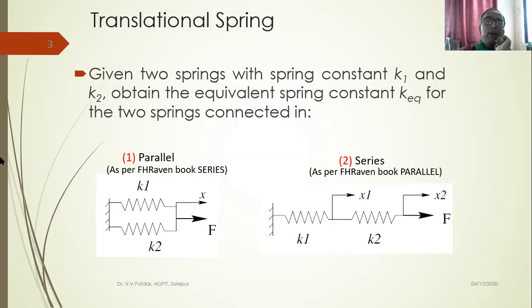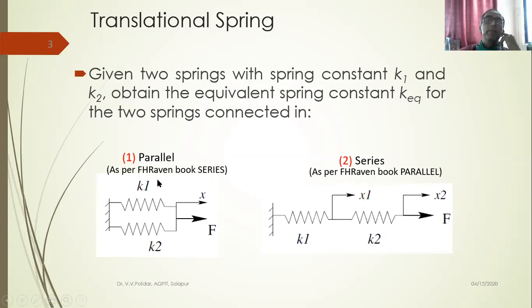Okay, so we are accustomed to this sort of representation being called a parallel system, isn't it? But as per the book by Francis H. Raven on automatic control engineering, he calls this arrangement series. It doesn't matter whether you call it parallel or series. One system you have to follow. Either you call this a parallel arrangement or a series arrangement. If you go by Raven's book, it will be called series. Why? I can justify that later on. There is a logic to call it a series arrangement. Let us come to that later on.